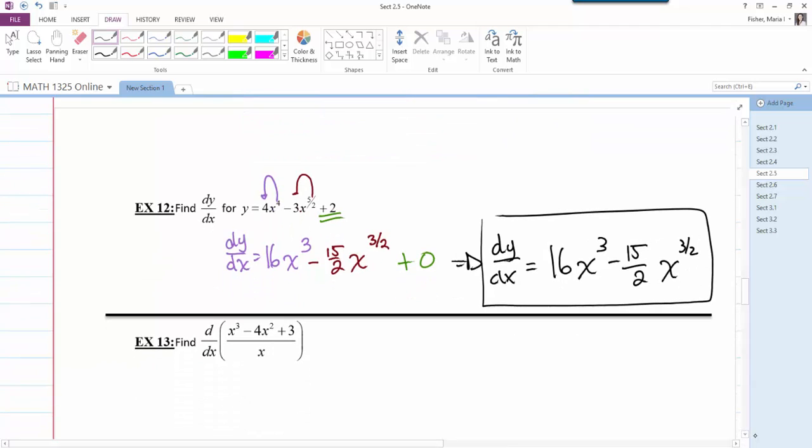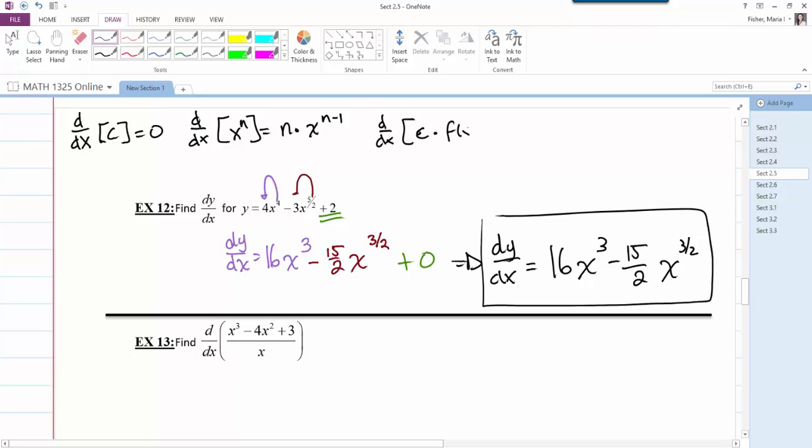What about number 13? Well, I have x cubed minus 4x squared plus 3 over x. This is the first time I've seen anything that's rational, and at this moment, I don't know what to do. Because what are my rules? My rules: the derivative of a constant is equal to 0. The derivative of x to the n is equal to n times x to the n minus 1. The derivative of c times f of x is equal to c times the derivative of f of x. Constant multipliers multiply along.